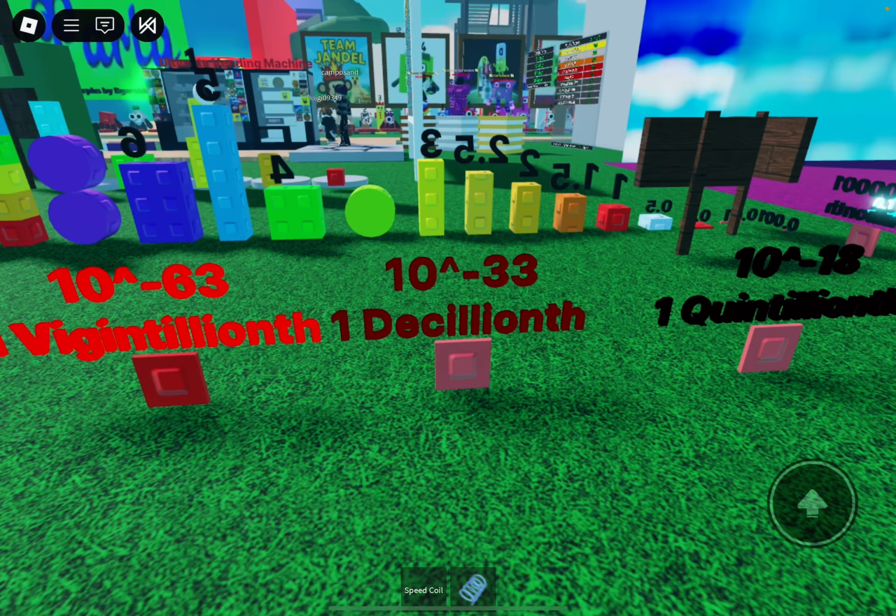Okay. 1,000. Let me use my gravity coil. 2,000. Wait, hold on. There's something up here. I'll use my speed coil. I don't know what it's called, but whatever it's called. Also, speed coil was red and the gravity coil was blue, just to let you know.